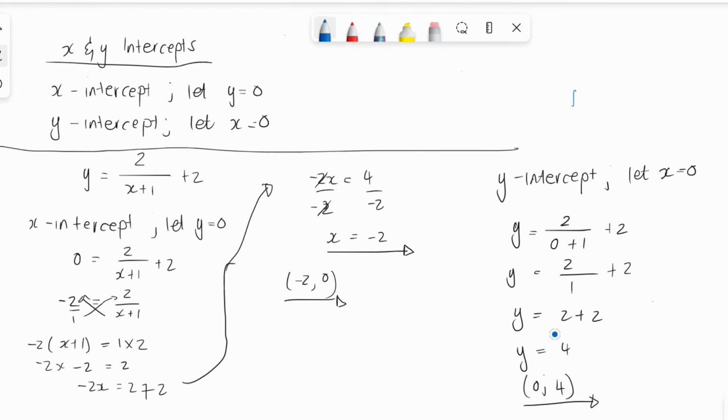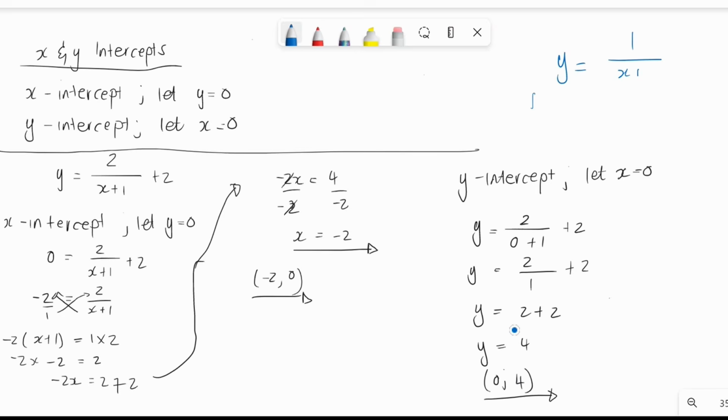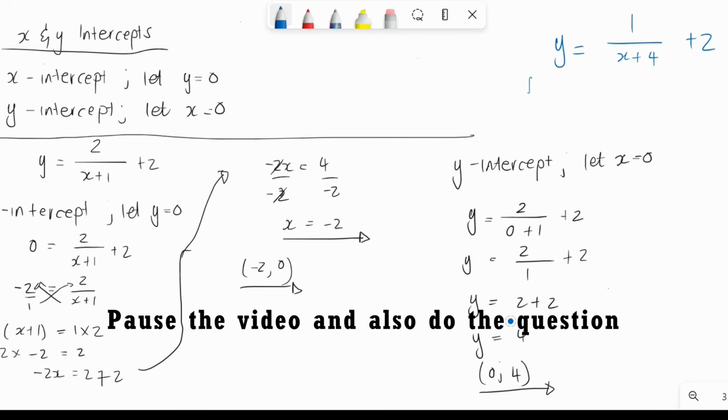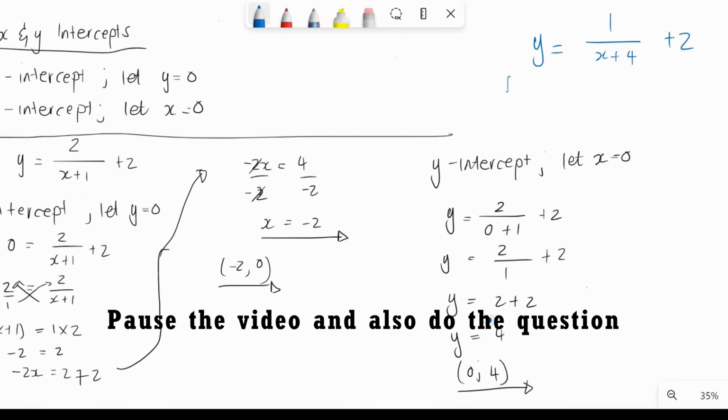That's it. I'm going to give you guys this question and give you 5 minutes. I'm going to give you 6 with this one. So we have y, the one in blue, equals 1 over x plus 4, plus 2. So I'm going to give you guys 6 minutes to do this. So your 6 minutes starts now.